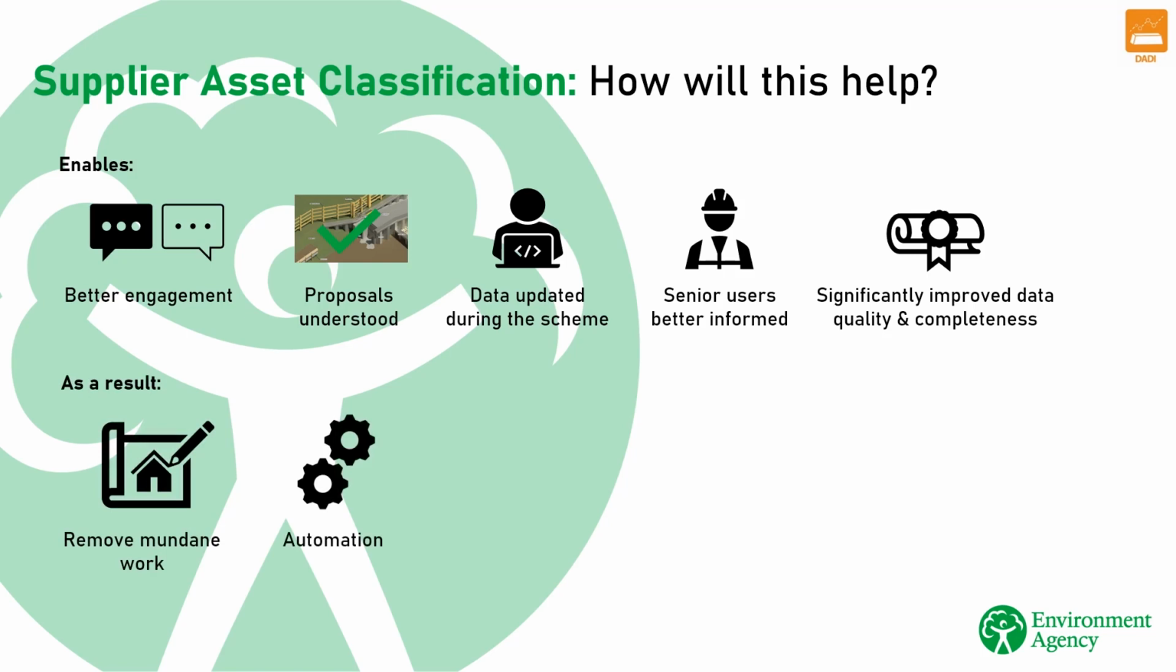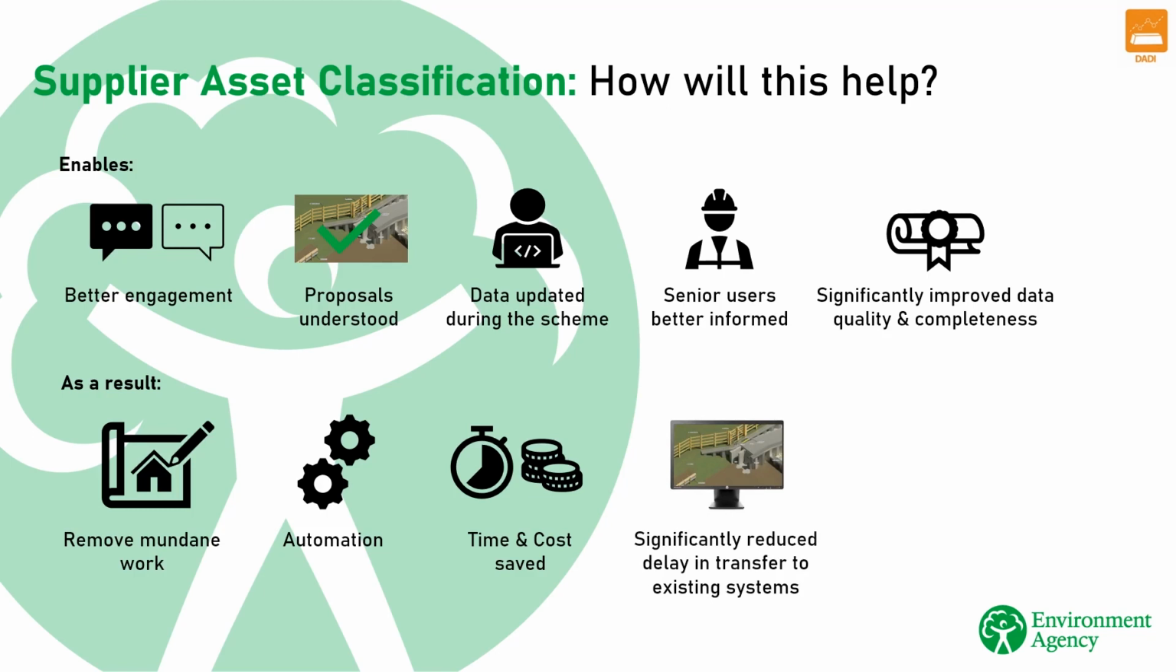Entry into AIMS will be substantially automated, allowing us to focus on data quality and completeness. This will reduce the time required to collect asset data and the cost associated with this exercise. It will significantly reduce the time delay between a capital scheme being completed and the asset data being transferred to existing asset management systems. Overall, it will result in better asset data for completed schemes that is reliable and can be trusted. This will improve operational performance for both everyday asset maintenance and asset operation during events.